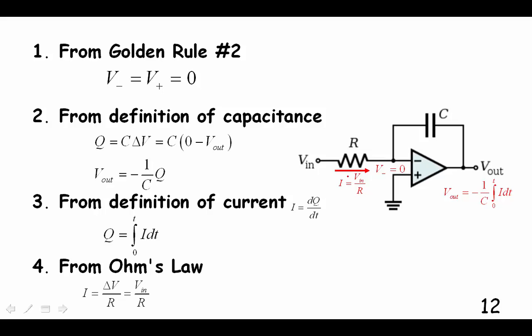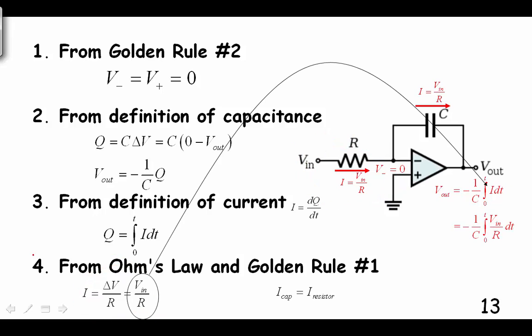From Ohm's law, we know what the current is through the input resistor. It's just the voltage across the input over the resistance. This is the virtual ground. This is the input, so that's the voltage drop. There we go. And from the golden rule number 1, we know there's no current that goes through that input on the op-amp, so all the current that goes through the resistor must go through the capacitor, and then we can assume that the current through the capacitor is the same as what we just calculated.